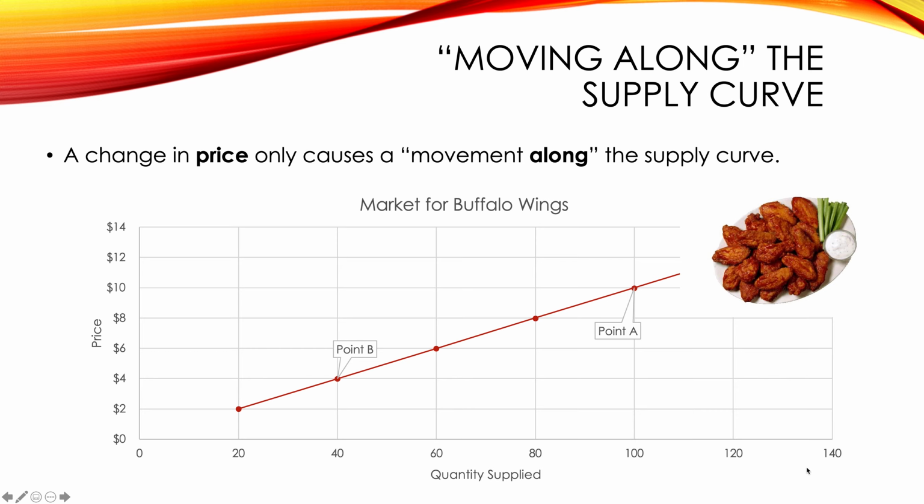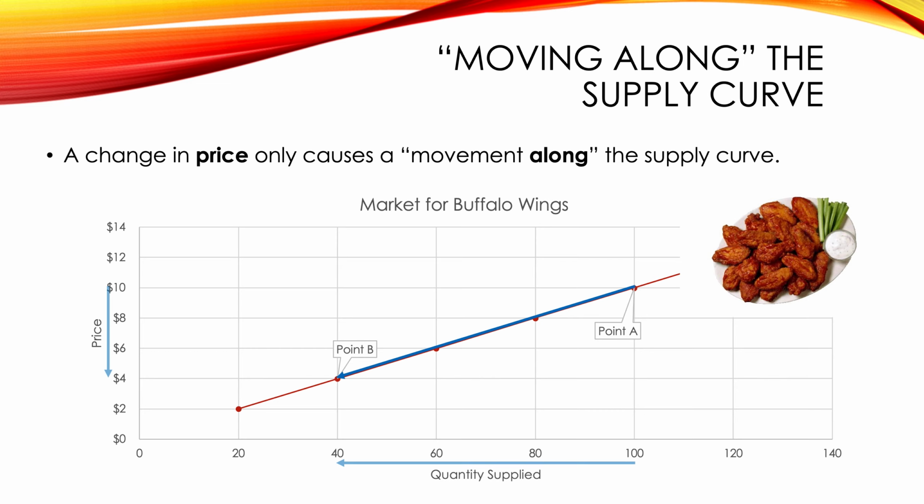So let's say that the price of buffalo wings decreases from point A, which was $10, to point B, which is $4. So there is a decrease in the price of buffalo wings. Be careful. Don't think that's going to shift the supply curve, because it's not. All you're going to do is find a new quantity supplied for that new point. So like this, right? There you go.